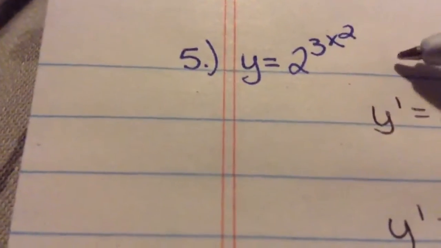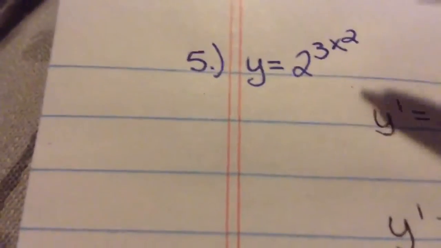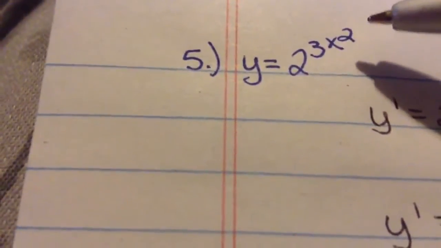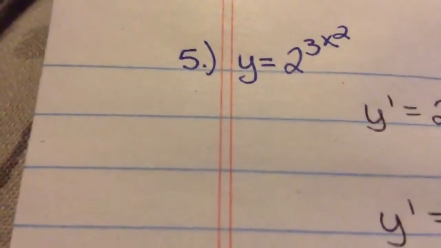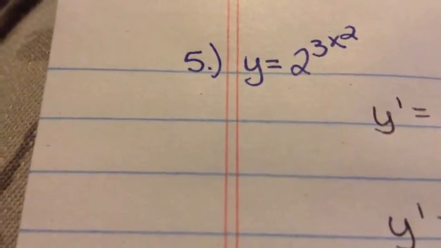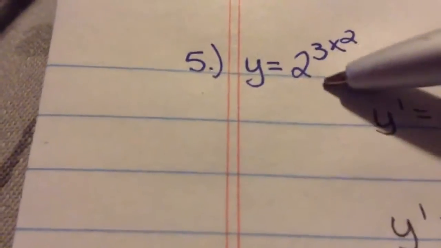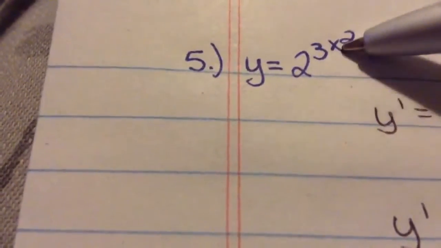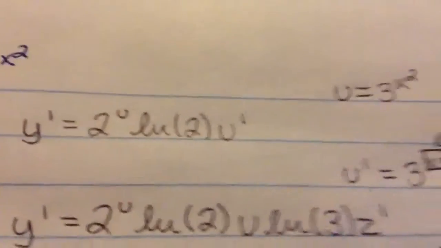And so in here, y is equal to 2 to the power of 3 to the power of x squared. So it's 2 to the power of 3, 3 to the power of x, x to the power of 2. Right.